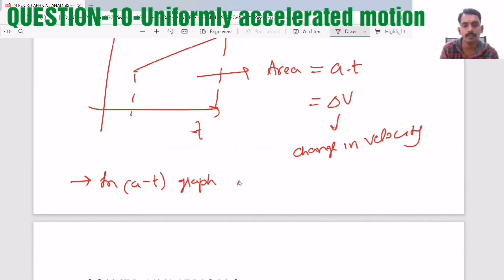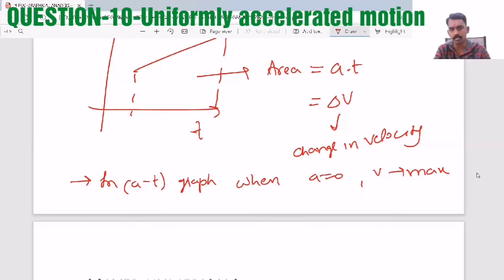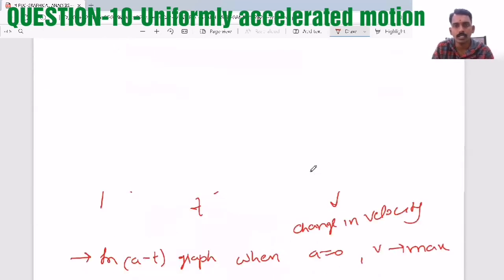when acceleration becomes zero, V will become maximum. Velocity becomes maximum because as long as acceleration is there, the particle keeps on increasing its velocity, and the moment acceleration becomes zero, the velocity becomes maximum. That is what sometimes they can ask questions based on.